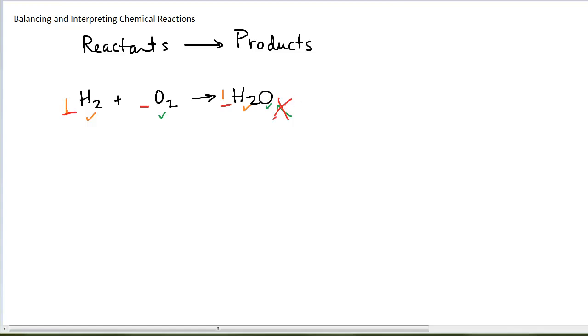That's not how we balance. We never change subscripts. Instead, we make more than one of the species. Since I need 2 oxygens, I'm going to change this one to a 2. That literally means H2O plus another H2O. So do you see my 2 oxygens? And now my oxygens are balanced with only one of these.